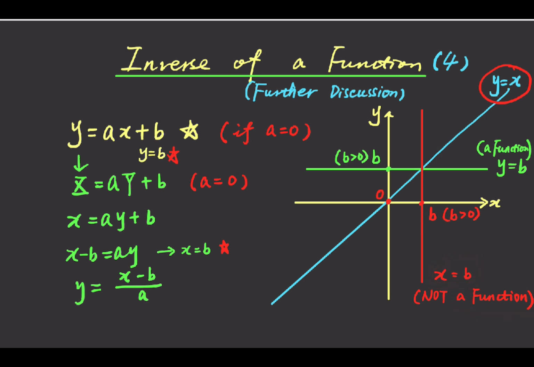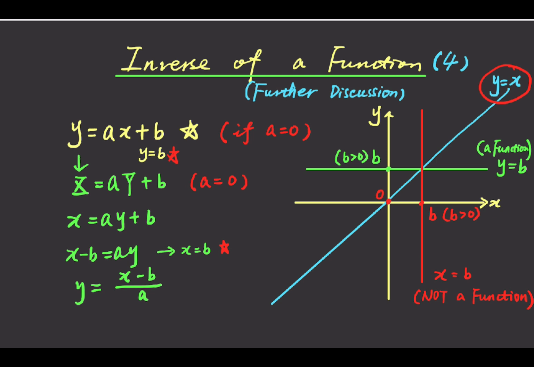So you must be careful if the original function is a horizontal line represented by this expression, that will say a equals 0, its inverse should be this vertical line, but this vertical line is not a function. It's not a function. It is just a relation.